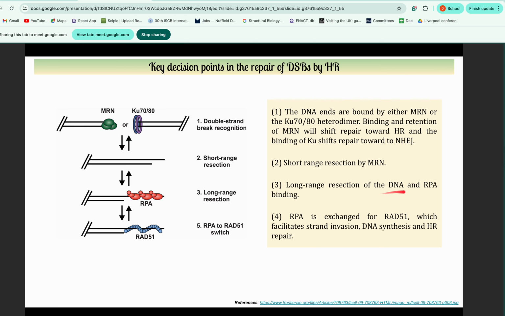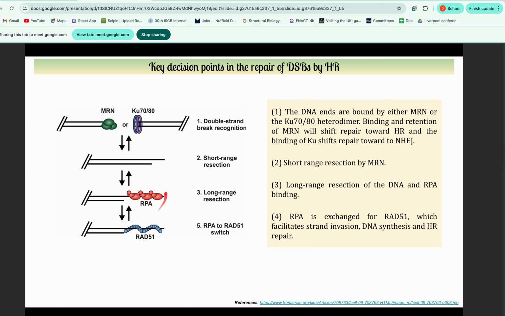Then long range resection of the DNA and RPA binding. So the third decision is, if there is long range resection, then when enough resection has happened, there needs to be binding of RPA, which is necessary to stabilize the single strand, because we have degraded the bottom strand. So then RPA will come. This is our third decision.